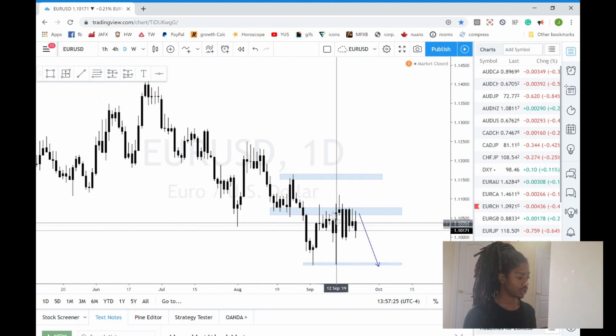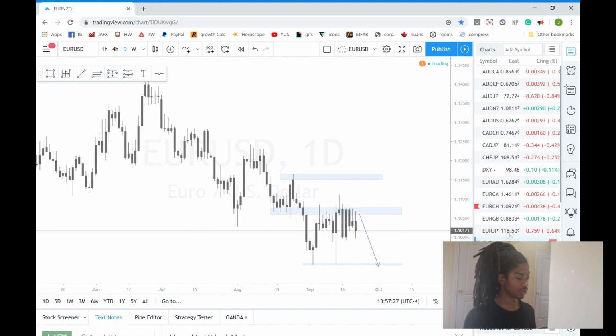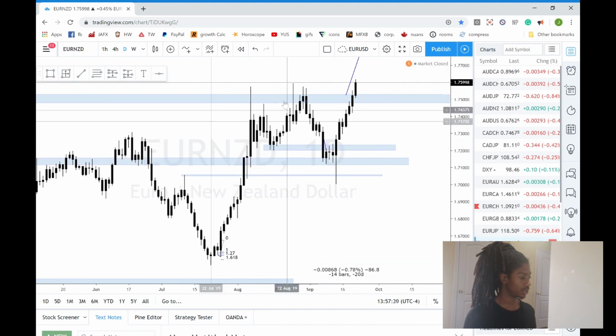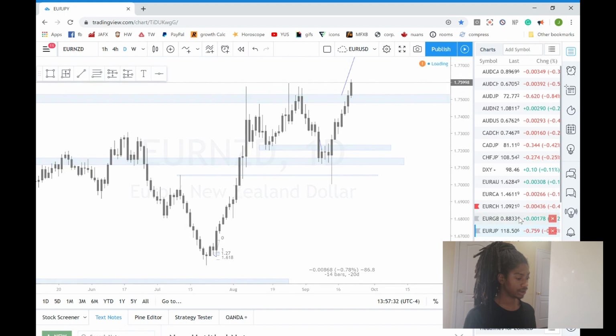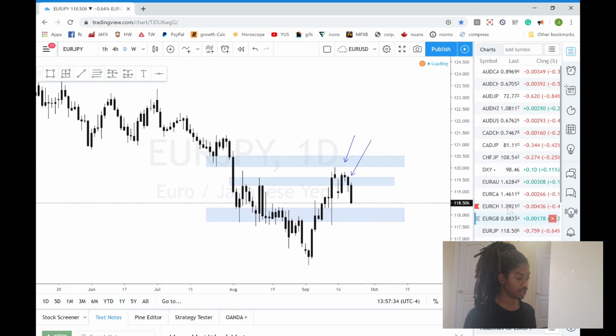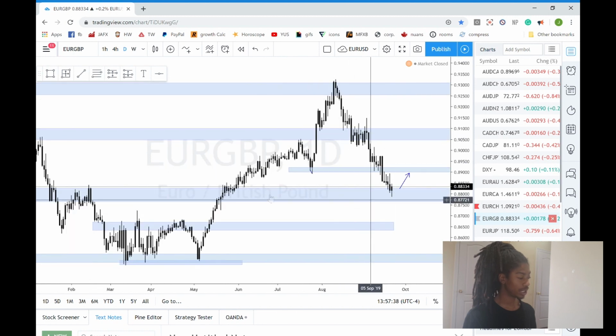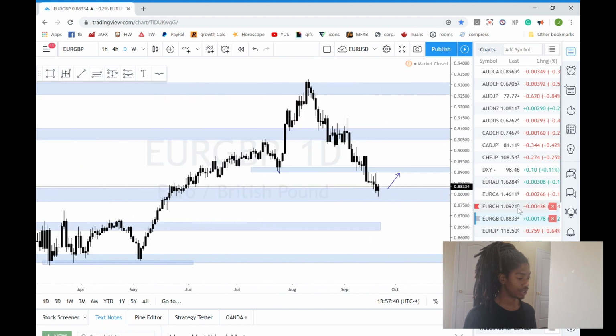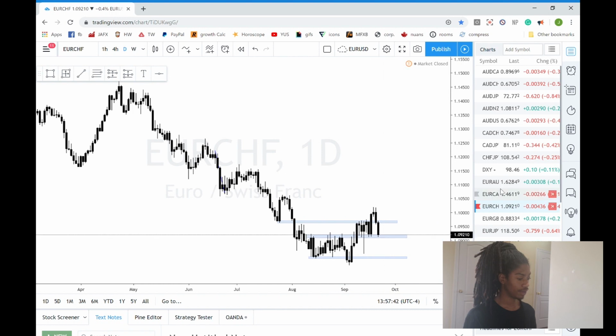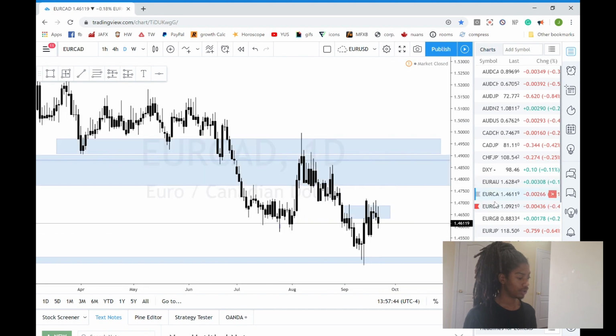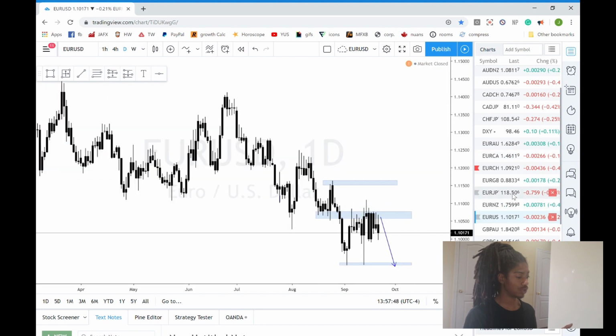So this structure, right, we can see it's making new lows. Let's just see what the other Euros are doing. This Euro is on the verge of making highs. This one is falling. This one was falling and is currently in this support area, falling, right? So we can get the general idea that the Euro is kind of weak, right? So it's not like things are telling us to buy.